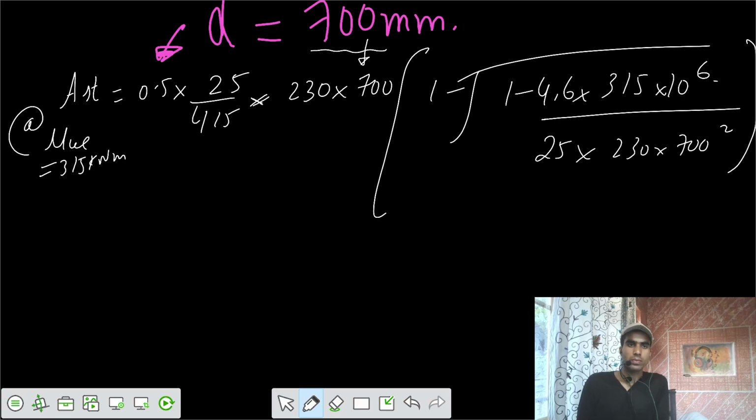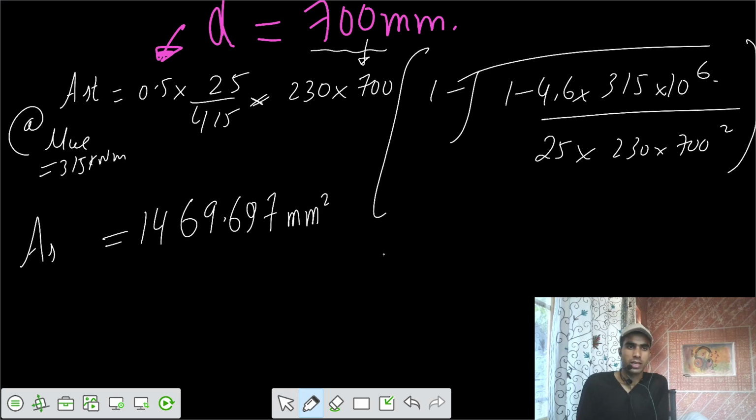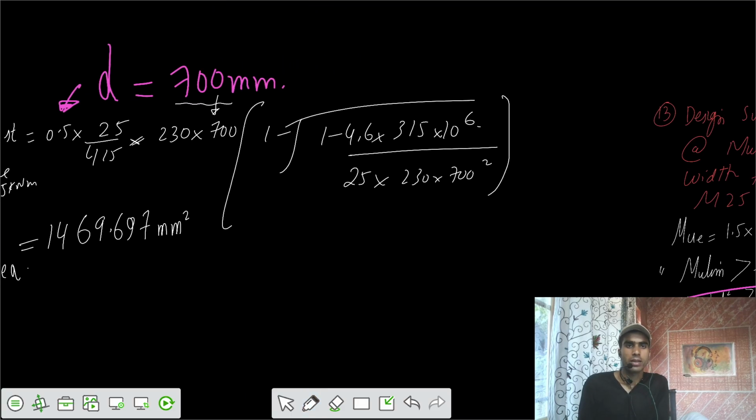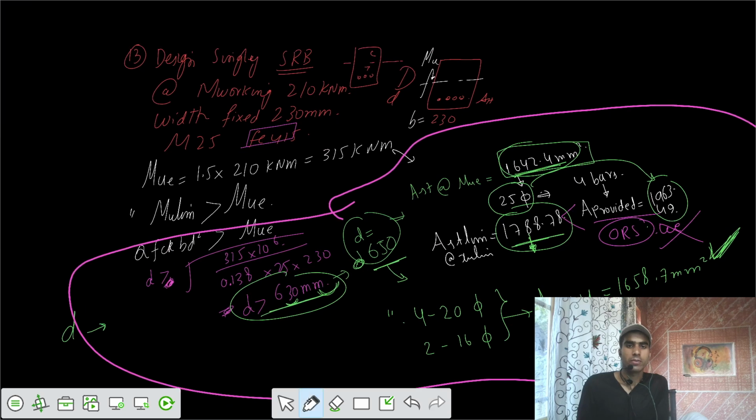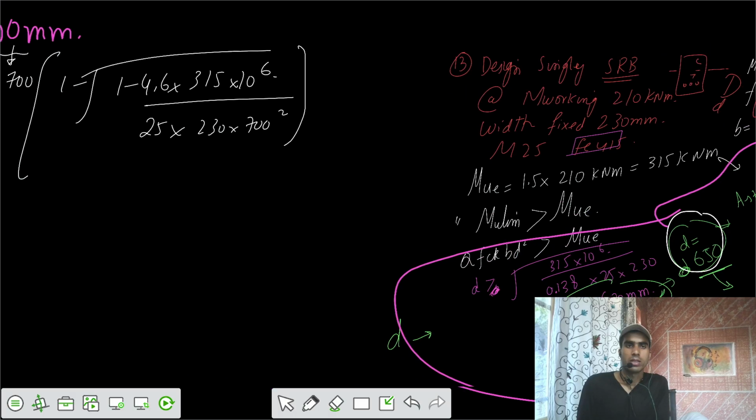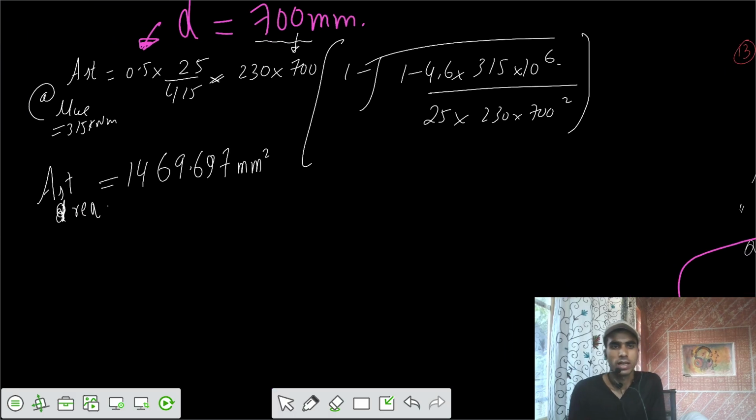1469. So I need this much amount of steel. 1469.69 millimeters square. So this is the amount of steel that I had to use now, AST required. By changing the depth to 700, initially I said the depth should be 650, and in that case my area of steel required was 1642. And in this case I required steel equal to 1469, lesser than the initial case, because I have increased the depth.